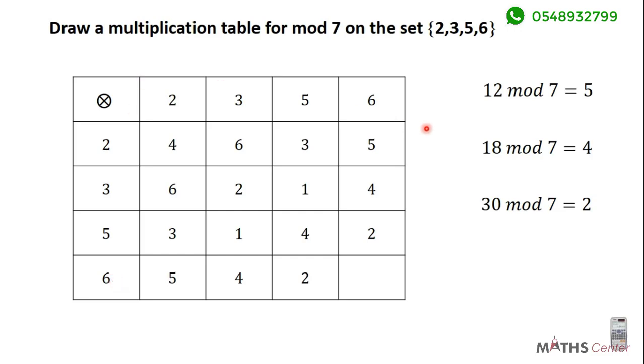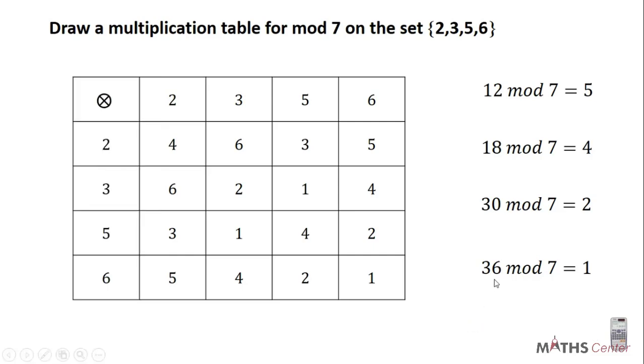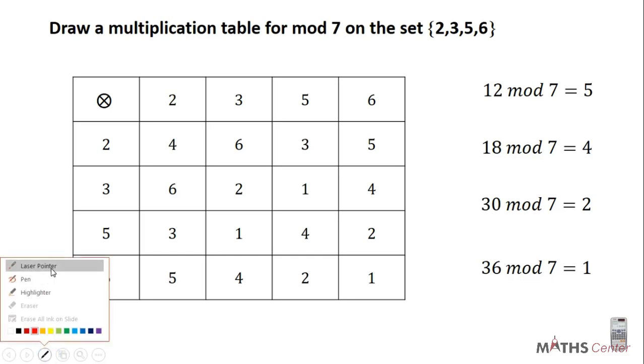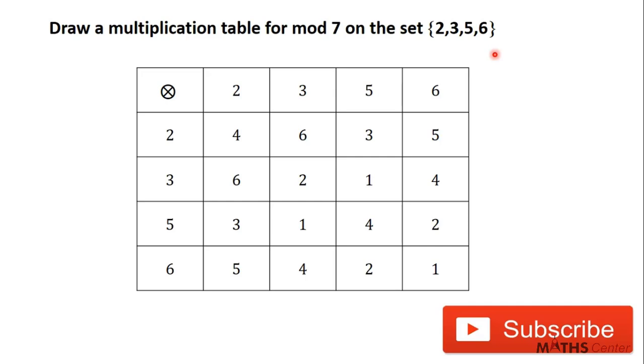And finally, 6 times 6 is 36. 36 mod 7 is 1. You subtract 7 from 36, so you have 36 minus 7, and that will give us 29. You subtract 7 from 29, and that will give us 22. You subtract 7 from 22, that will give us 15. You subtract 7 from 15, you have 8. Then you subtract 7 from 8, and you have 1. So 36 mod 7 is 1. We have now completed our multiplication table for mod 7 on the set 2, 3, 5, 6.